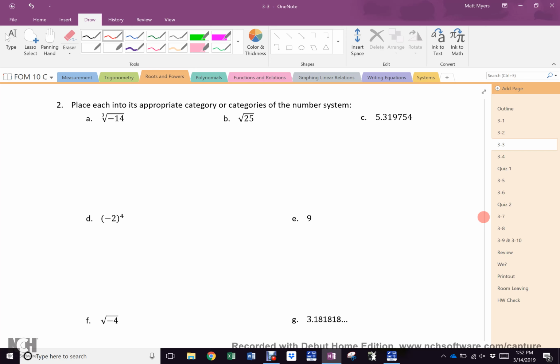Can you think of any three numbers that multiply together to make 14? No, because 1 times 1 times 1 is 1. 2 times 2 times 2 is 8. 3 times 3 times 3 is 27. What's in the middle? So it must be what? Irrational.